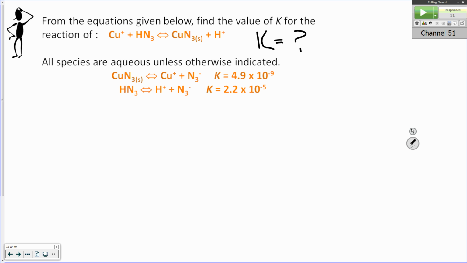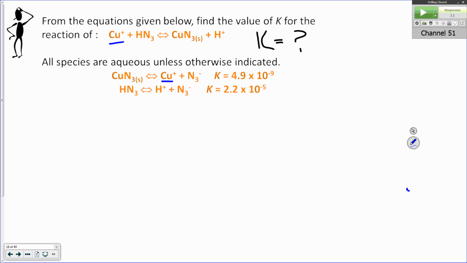But what I have is two equilibrium expressions, and I've got K values for those. I want to see if I can combine those to find out what K at the top is. Okay, so how would I approach this guy? Well, the way I'm going to look at it is find out where are my products and my reactants in these respective K values. So if I look at first, where's the copper? The only place that I find a source of copper in the data that's given is the copper 1+, and it's a product instead of a reactant.